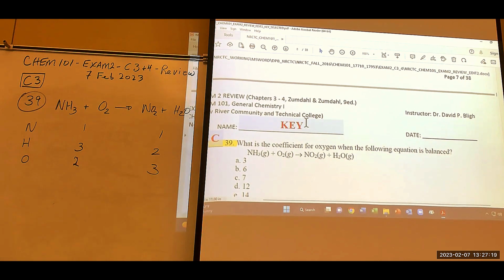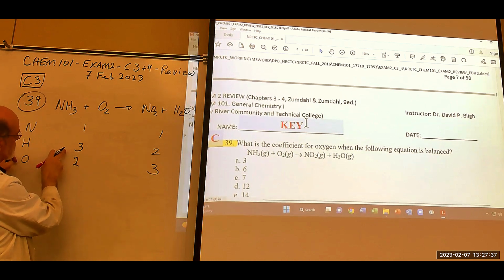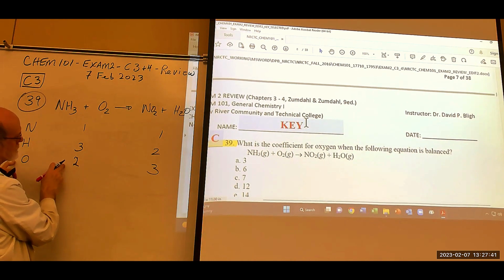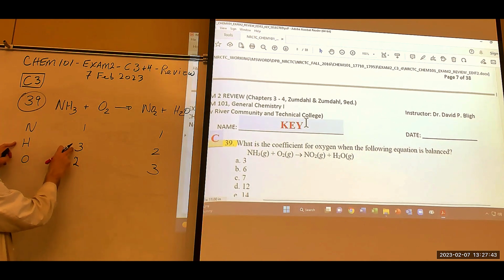Should we use one of the hints? Yep. Don't touch oxygen coefficient until last, because it's a single element. And let's see, nitrogens are already balanced. We'll leave those alone for now. Hydrogens, we could do the hydrogens, or we could do the oxygens. No, let's do the hydrogens. I think that would be better.